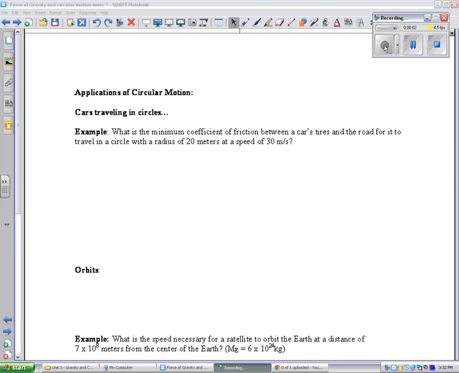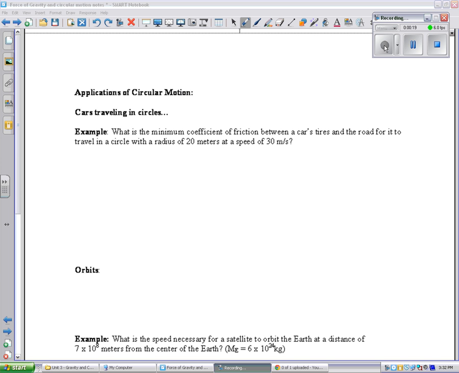We're going to do a couple of examples of applications of circular motion. The first is going to be cars traveling in circles. And so we've got an example. What is the minimum coefficient of friction between a car's tires and the road for it to travel in a circle with a radius of 20 meters at a speed of 30 meters per second?